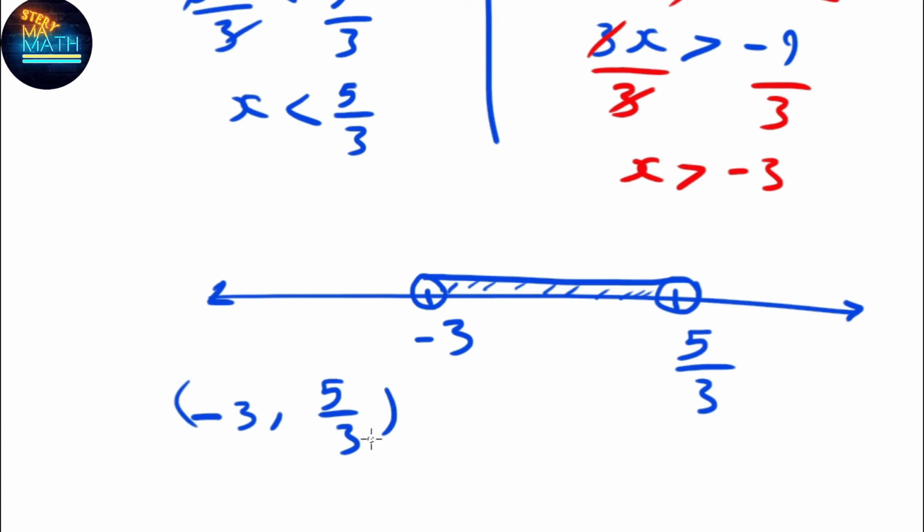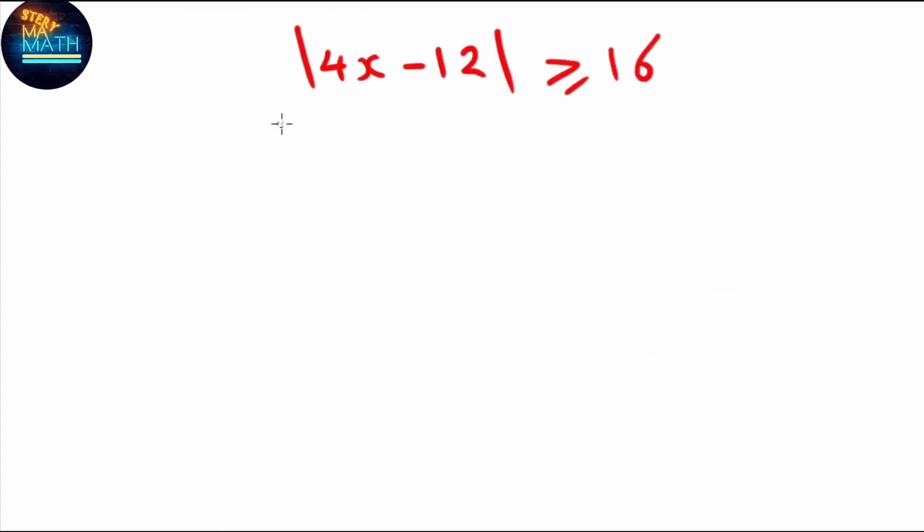And we will use the parentheses because they are open circles. The absolute value of 4x minus 12 is greater than or equal to 16. And here is a greater than, so I will use the word or. The first inequality will be 4x minus 12 is greater than or equal to 16.